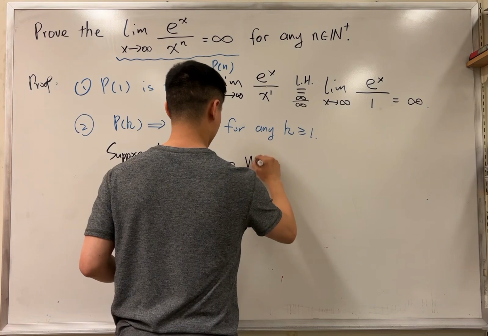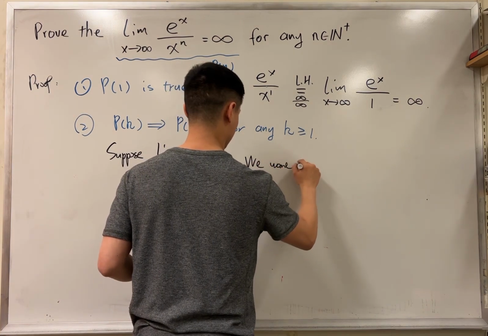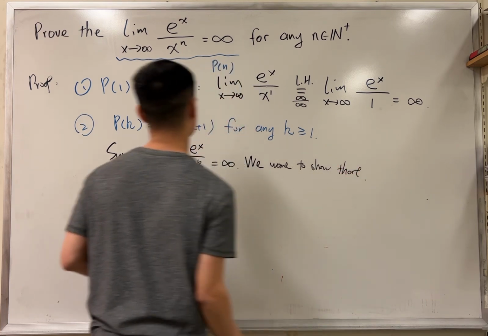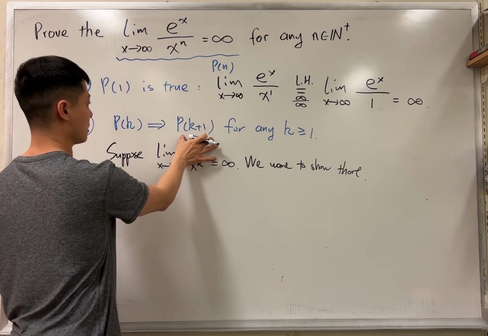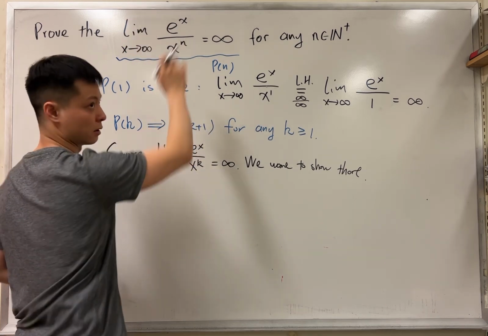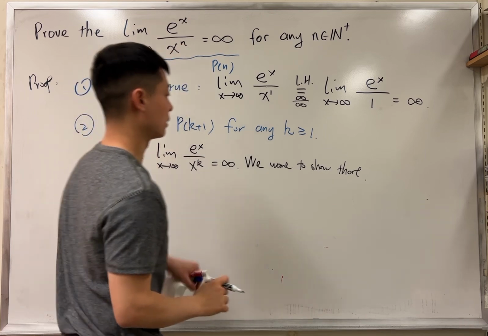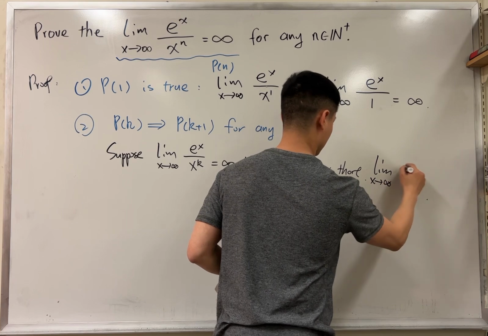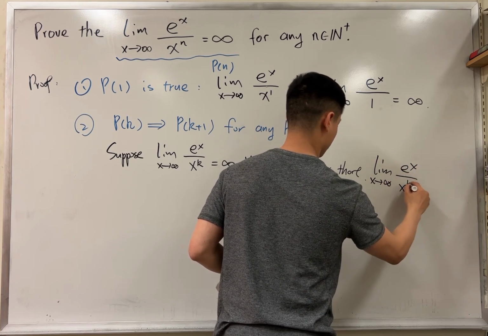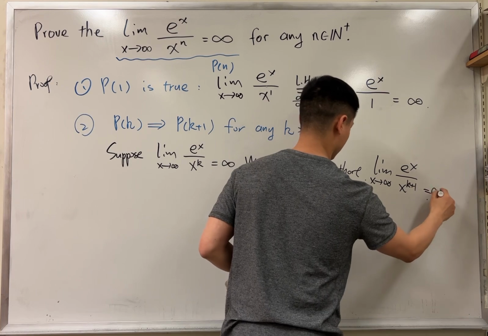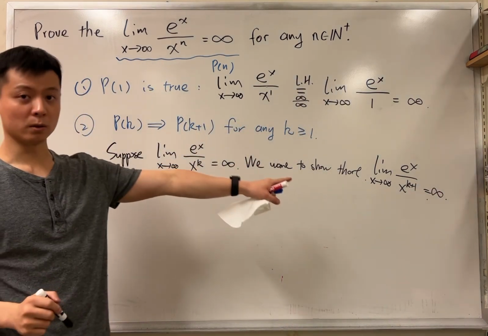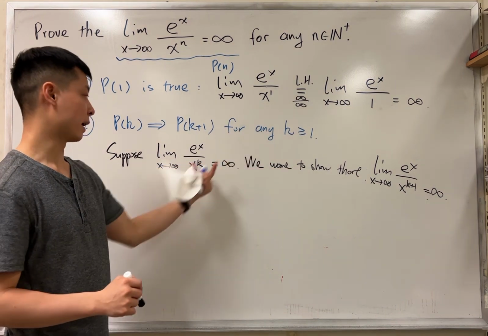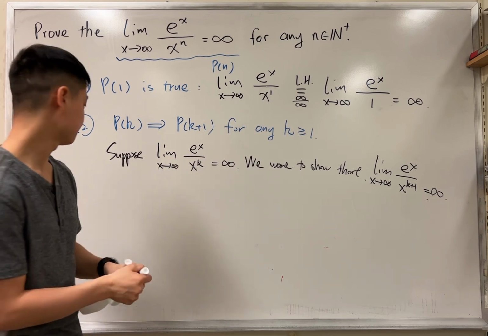And then we want to show that P of k plus 1 is true, which is that the limit is still infinity when n equals k plus 1. So we want to show that e to the x divided by x to the k plus 1 is still infinity. That is our goal, and this is what we have. Let's think about how we can achieve that goal by using the condition that we have.